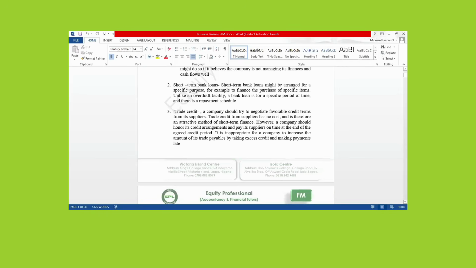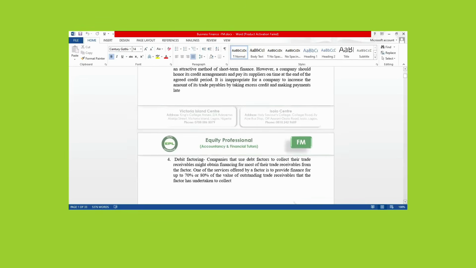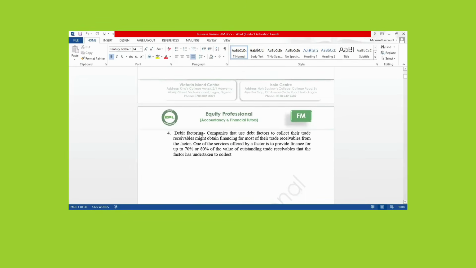Companies will be willing to give you credit once they trust you and they trust your business. Number 4 method, not debit, is debt.